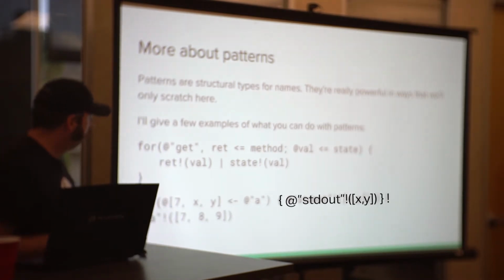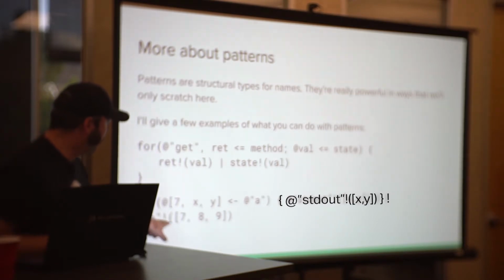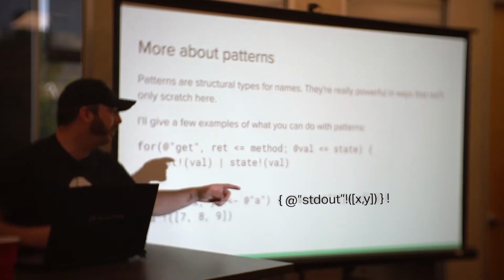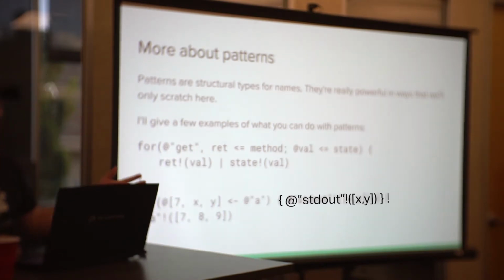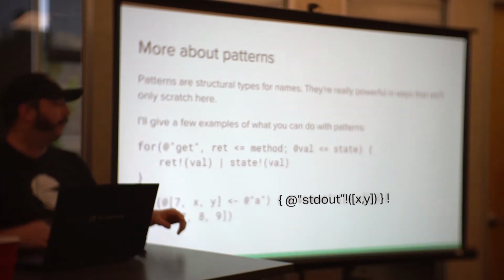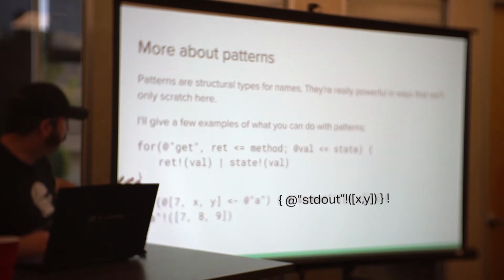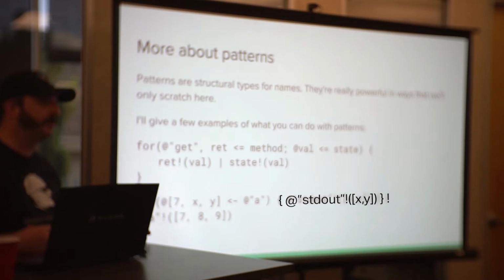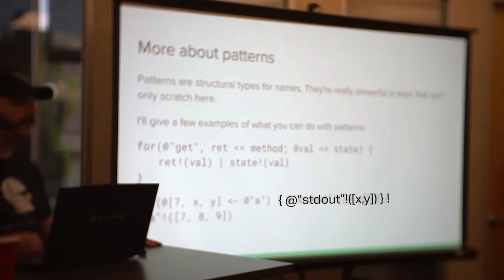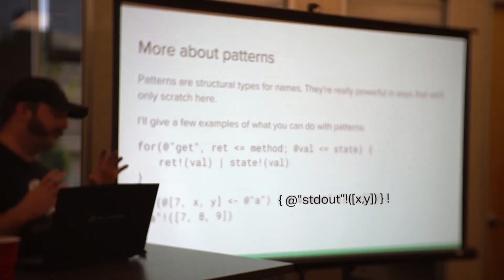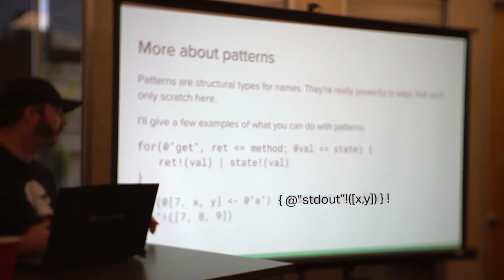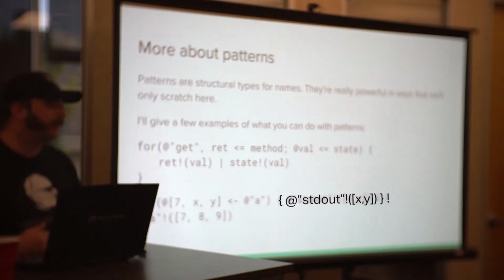So if we were to send 7, 8, 9, and then we were to print it out, and we were to execute just this segment, can anybody tell me what would be printed on standard out? Yeah, it's the list 8, 9. So that's what would get captured. Yeah, it's printing X, Y. If we were to print 7, X, Y, then it would print 7, 8, 9.